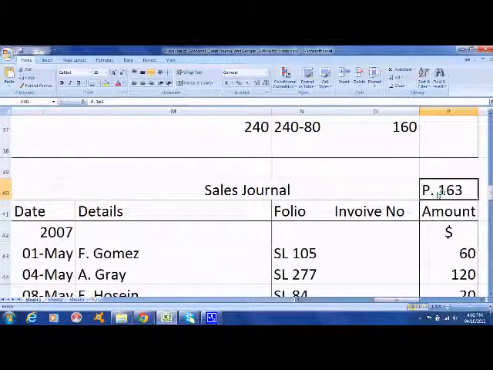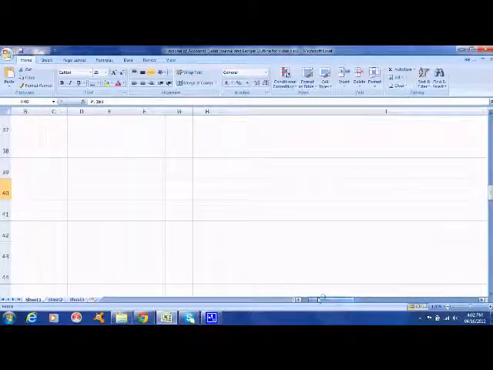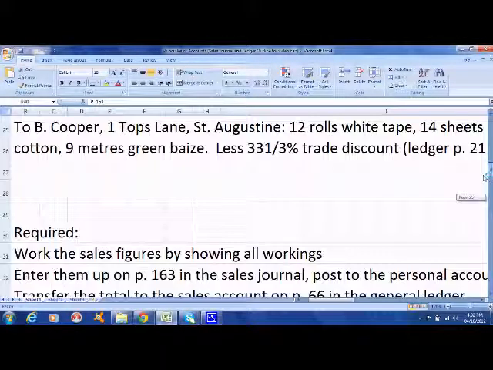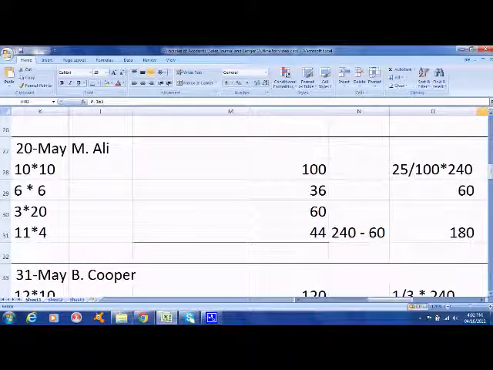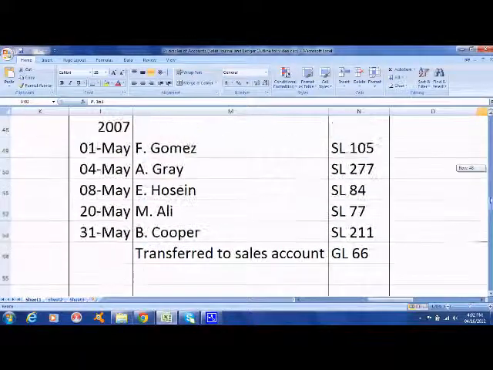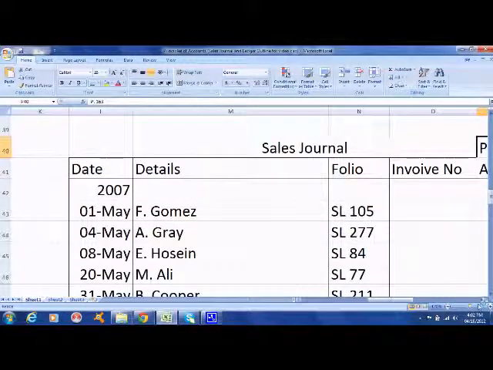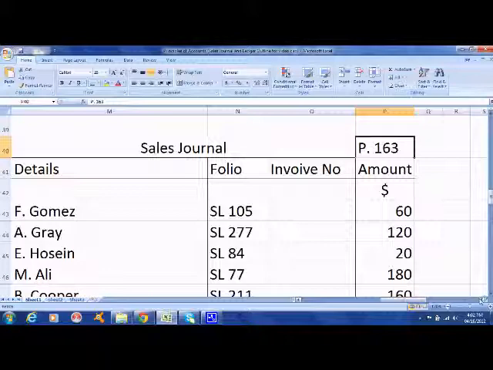And the page number is page 163, because remember that the question said you must enter them up on page 163 in the sales journal, right? So that's why page 163 in the sales journal means that we are entering up on page number 163 of the sales journal.